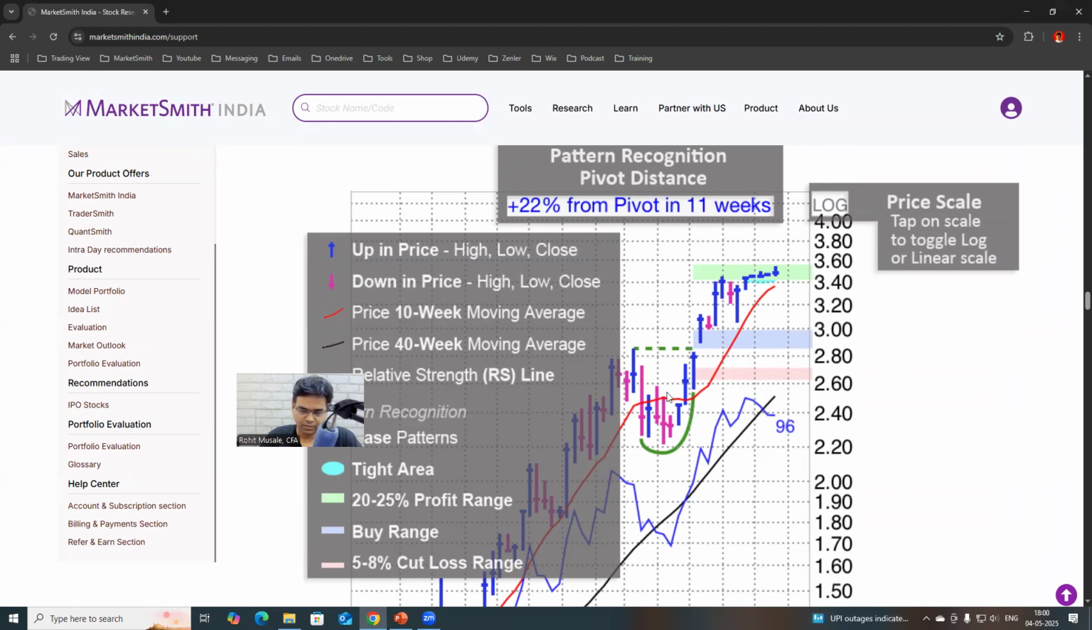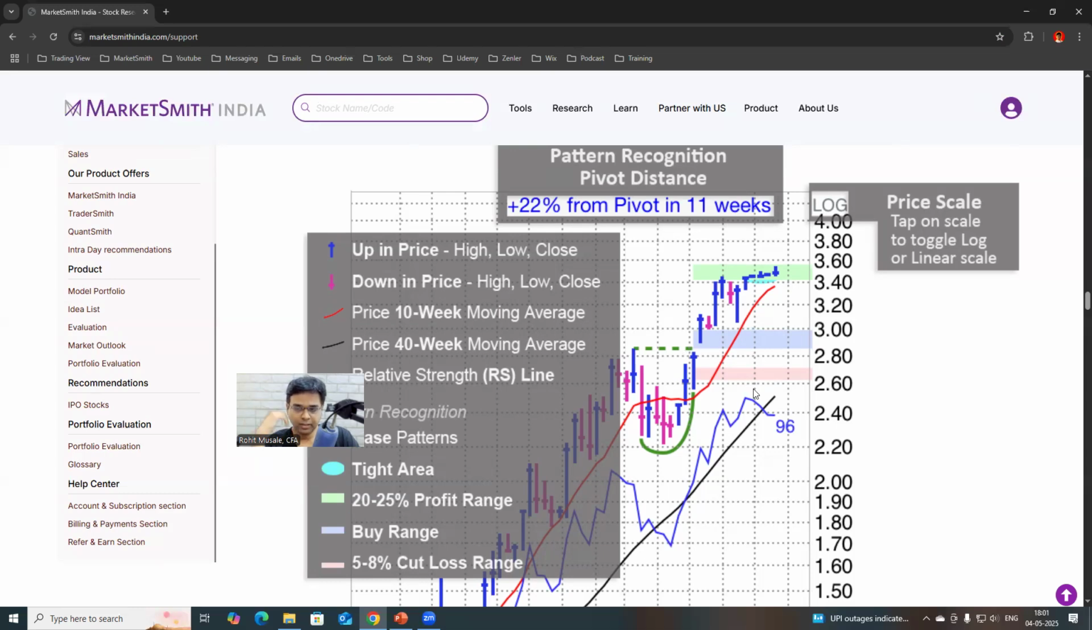Sometimes what happens is we have the green dotted line, we have the pattern that is drawn, however these three areas are not available on the MarketSmith chart. From what I have understood about MarketSmith and the charting, these shaded areas appear only when the price is within 5% of the pivot point. That is when these shaded areas begin to show up in the MarketSmith chart. That is what I have understood.